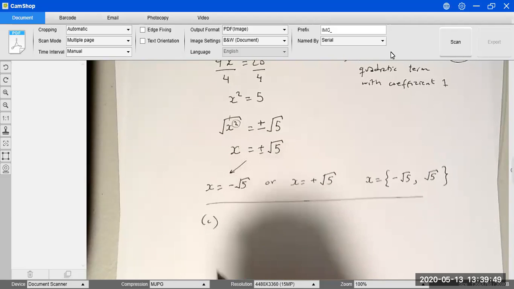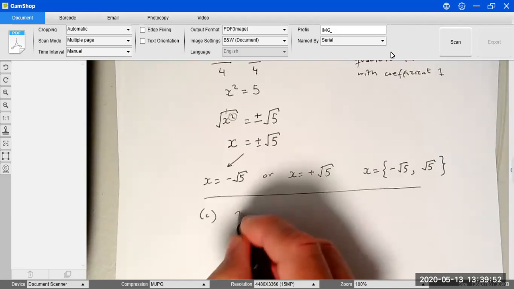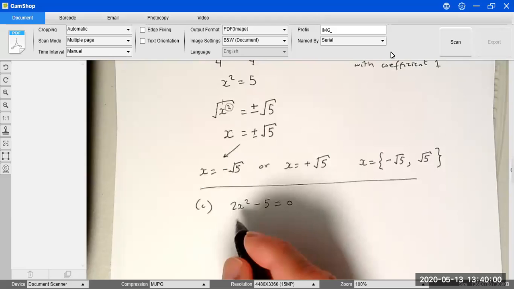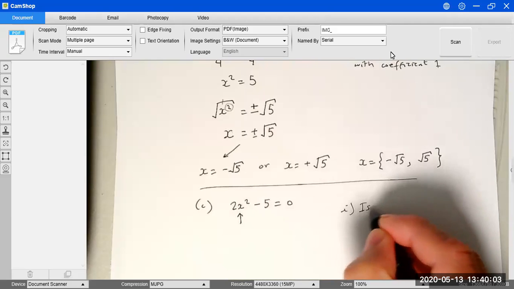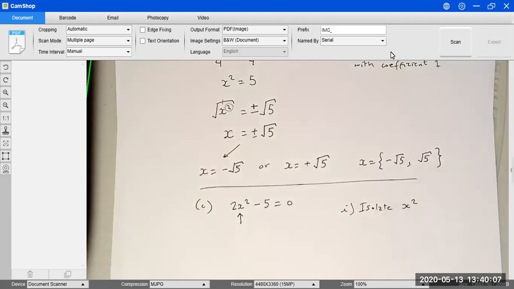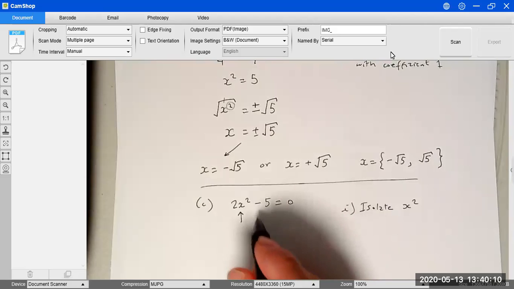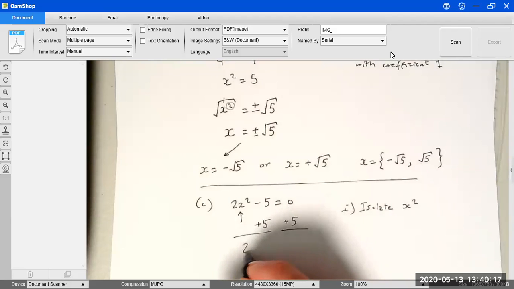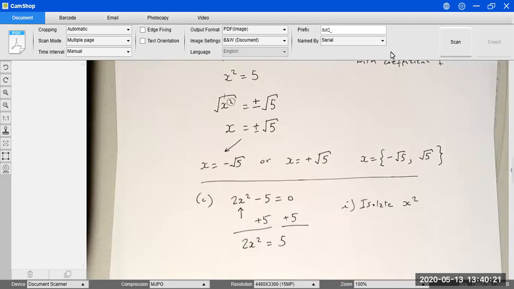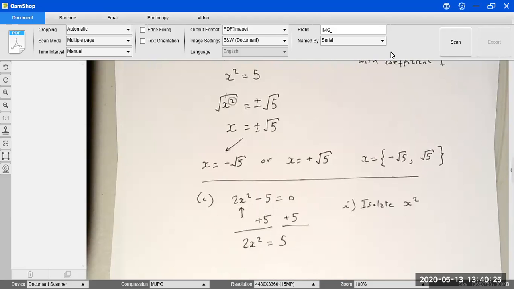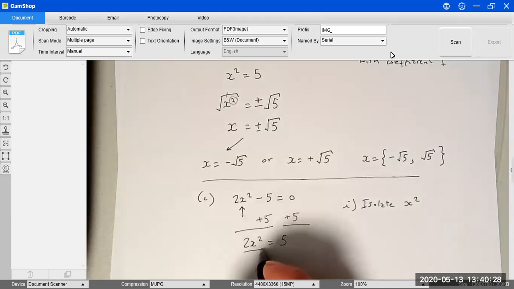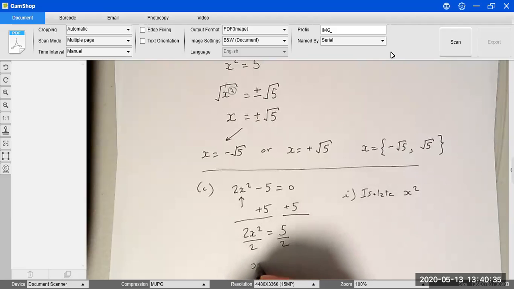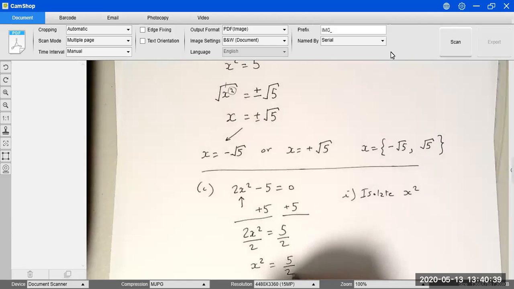And then we have the last case of example 1: 2x squared minus 5 equals 0. Again, we need to isolate x squared. That's the first step. To isolate x squared, we add 5 to both sides of the equation, so we get 2x squared equals positive 5. Then we divide by the coefficient of x squared to have x squared itself, so we have x squared equals 5 over 2.